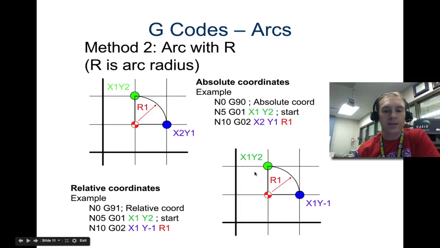Using relative coordinates, again, starting from the origin, we moved right 1, up 2. So this does not stand for this coordinate position, it just means go to this spot from where you started. Go right 1, up 2. And we want to go to the point right 1, down 1 with a radius 1.